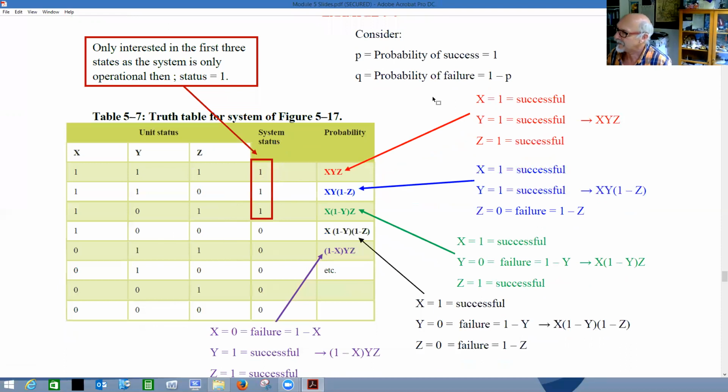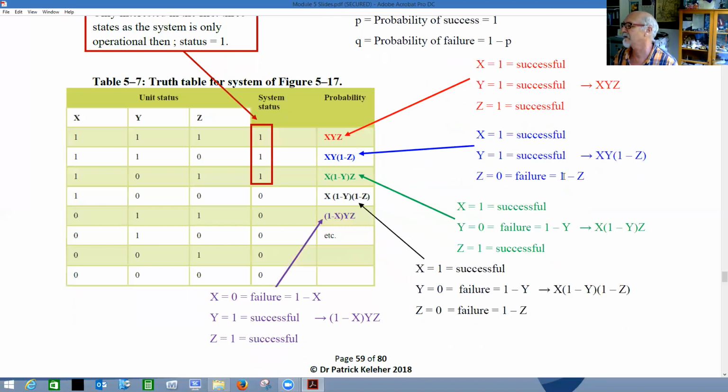However, just to highlight these little calculations of X, Y, Z, and X, Y, 1 minus Z, to remind you that it's like a probability of failure: 1 minus P will give you the probability of a failure. I'm just trying to show you where these combinations come from. So a failure is really 1 minus Z when doing the physical calculation. So that's where they come from.